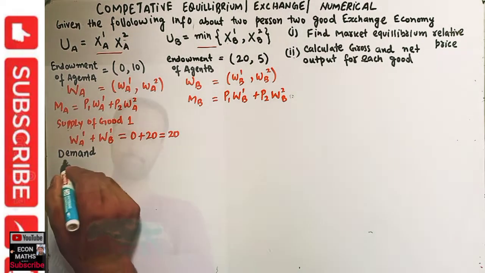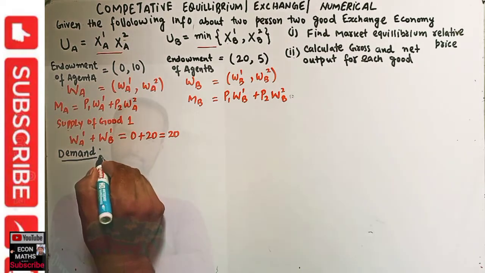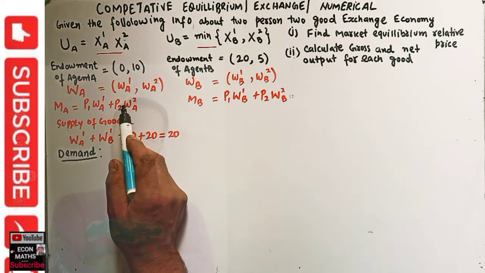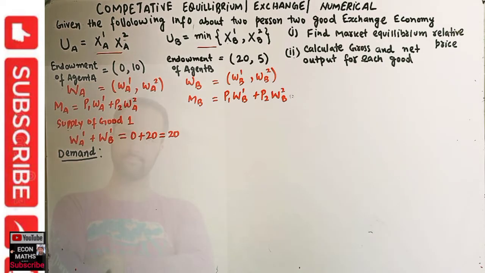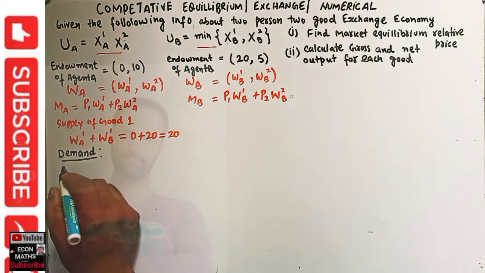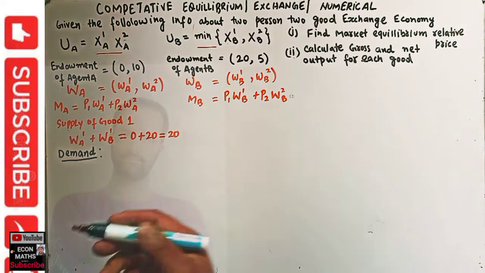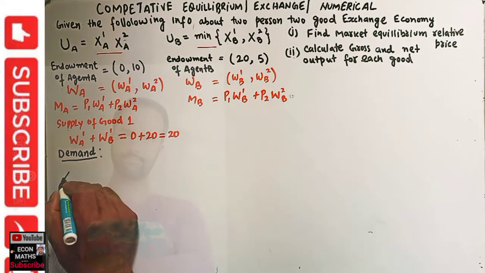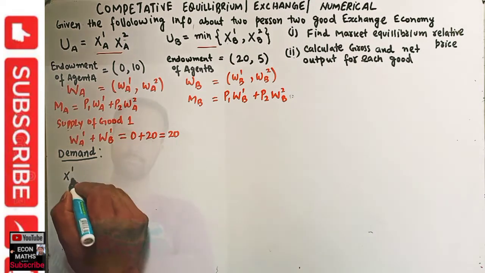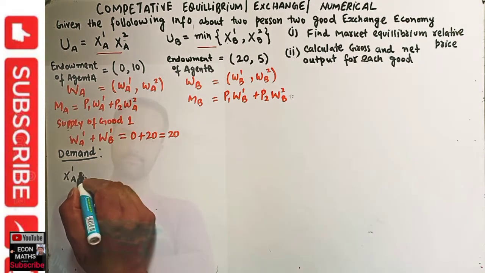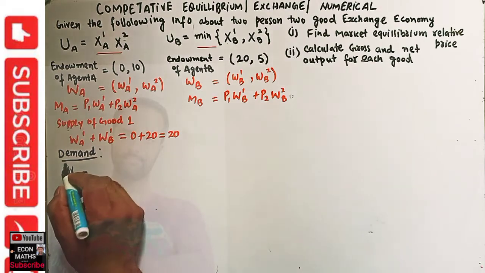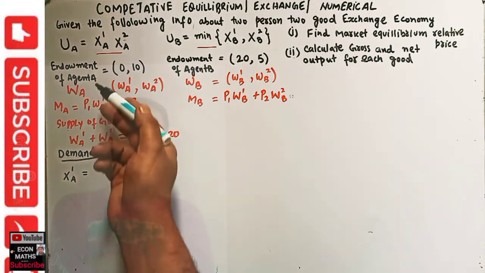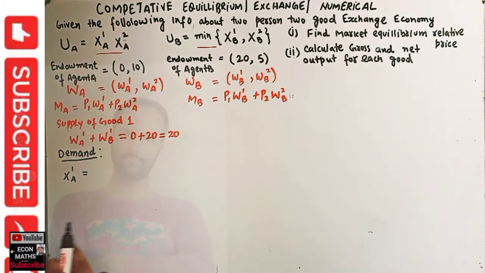Then the second step will be to find out the demand. This is the utility function, this is the budget constraint of person A. What is then demand? Since we have the Cobb Douglas, we can easily find out the demand functions. That is, demand of good 1 by person A will be equal to, okay, I should have used the star here also to differentiate it with this, so it will get messy here.